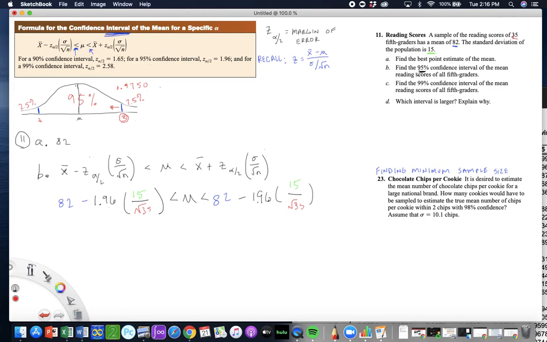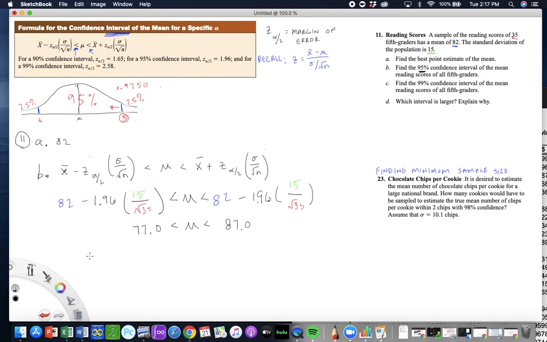So if I do all the math correctly, you should end up with 77.0, 87.0. So what this means in context is I'm saying that with 95% confidence, based upon the sample that we have and the population standard deviation, our population mean is between 77 and 87. Okay? And that's with 95% confidence.